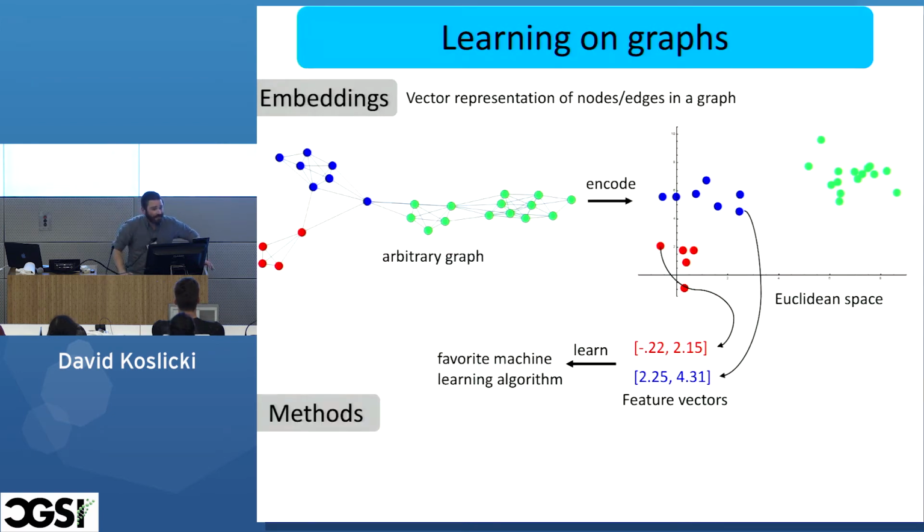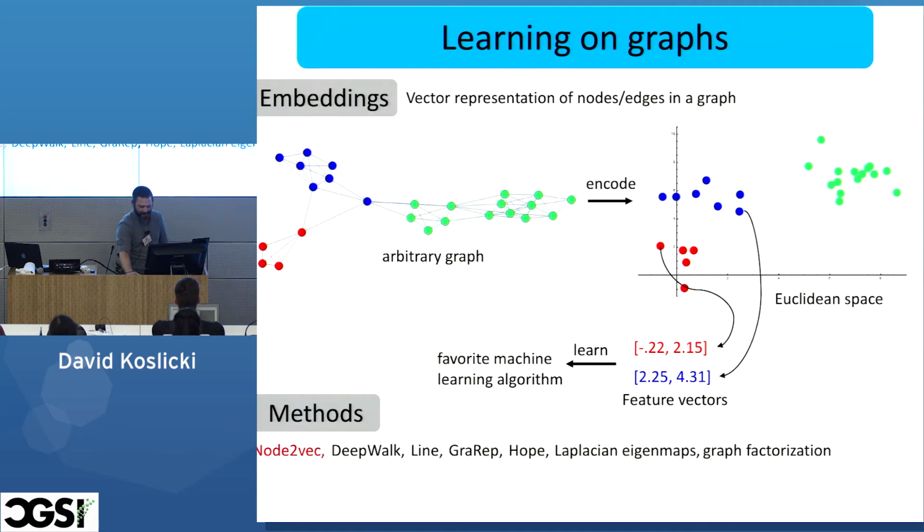So there are many different methods to do this, right? There's node2vec, which is based off a popular other vector representation called word2vec, DeepWalk, LINE, GraphRep, HOPE, Laplacian eigenmaps, graph factorization, et cetera. The one that we're going to use is this very first one that I mentioned here, node2vec. Node2vec is the one I'll use to concretely describe how we go from these particular nodes and edges in the graph down to the actual encoding.